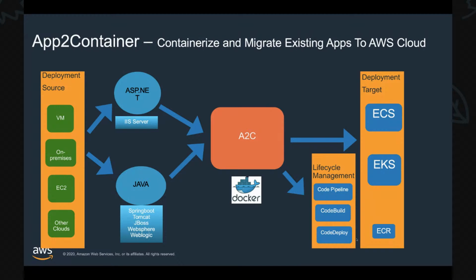Maybe you have an application with multiple tiers. You can use A2C, App to Container, to containerize each application tier separately. A2C creates separate containers and corresponding AWS deployment artifacts for each individual tier.